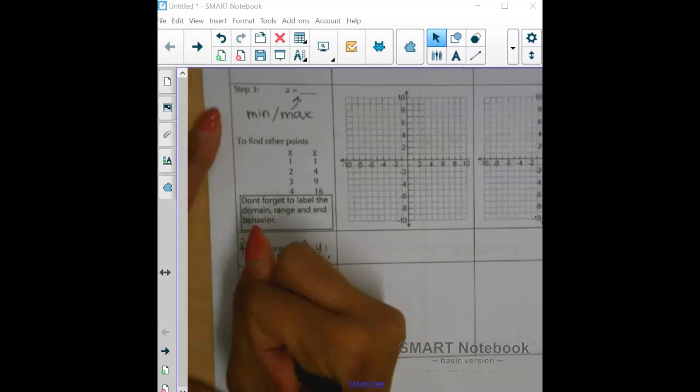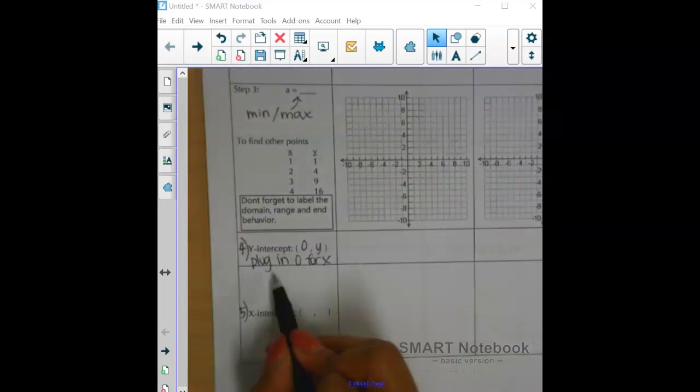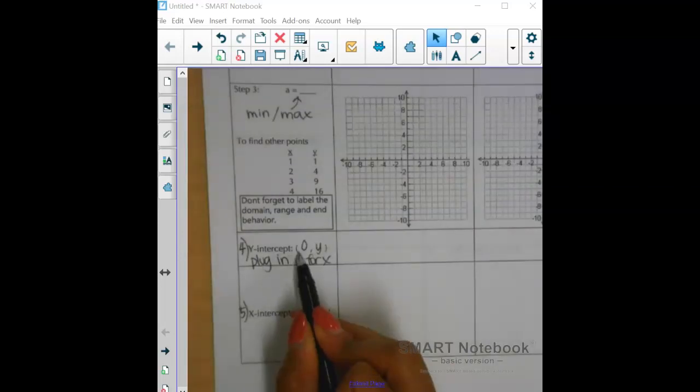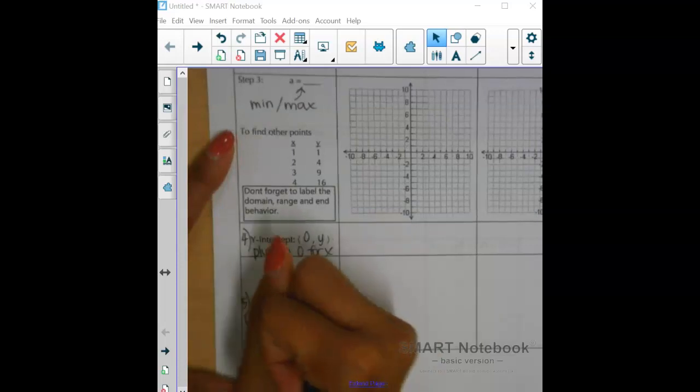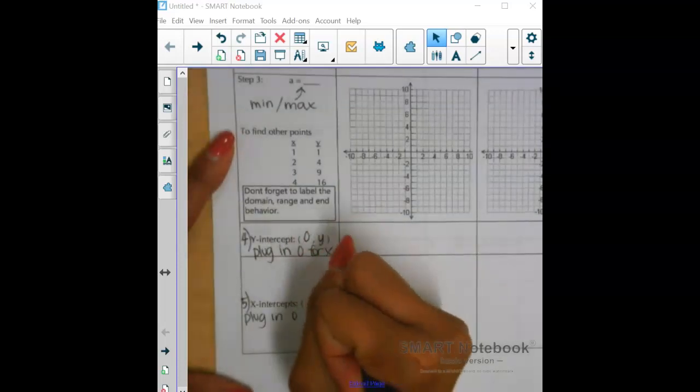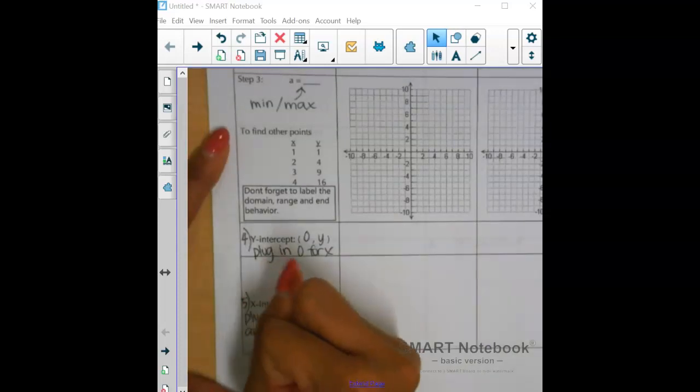And then the last step, for step 5, is finding your x-intercepts. Hopefully you remember, if you plug in 0 for x, you'll find your y-intercept. If you wanted to find an x-intercept, you would need to plug in or substitute 0 for y this time. You would plug in 0 for y, and you would solve.